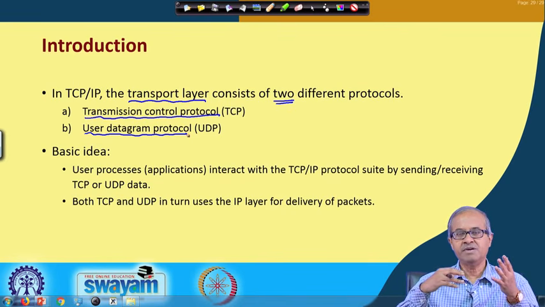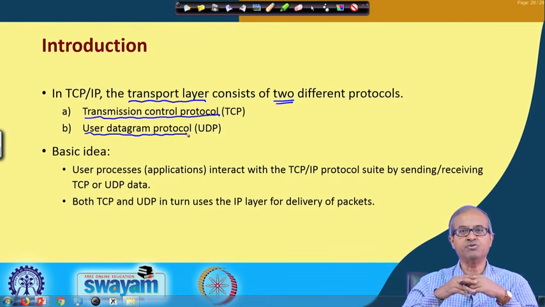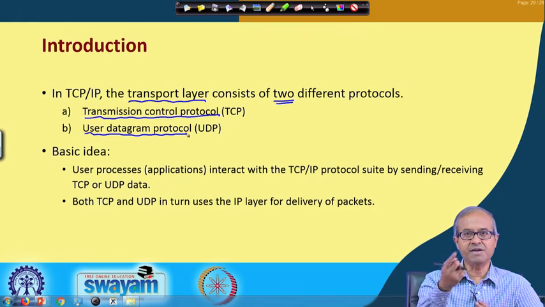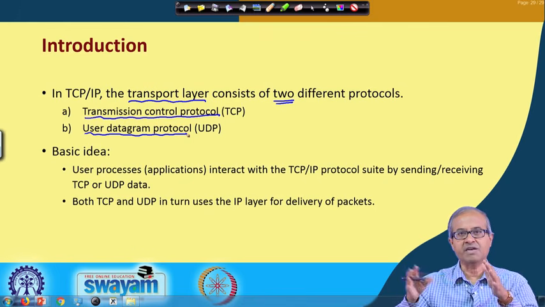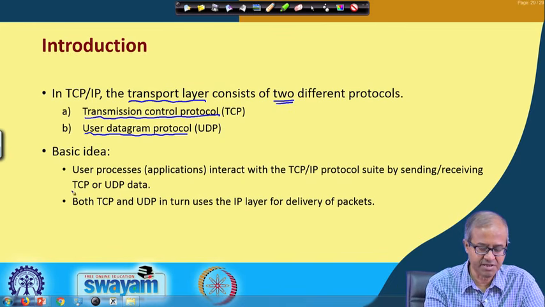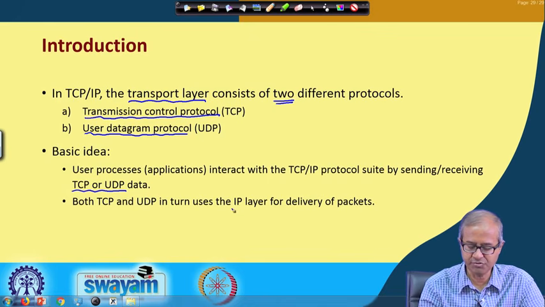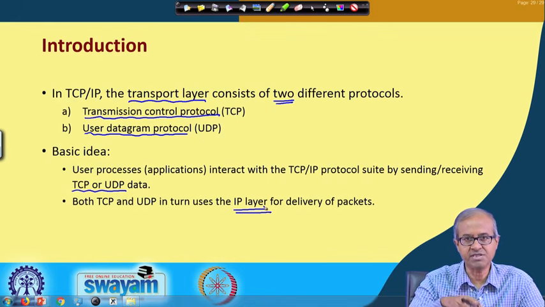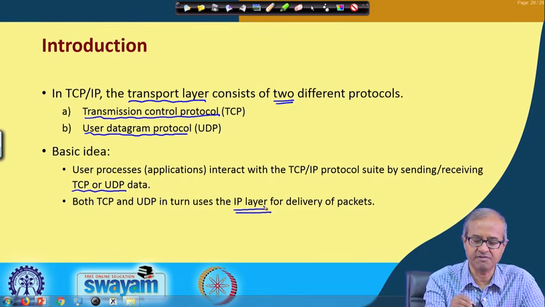Now, the basic idea is whenever there is a user program, some program which is trying to send or receive data from some other host on the internet, it interacts with either the TCP or the UDP layer. Suppose I want to send data, I can give my data to TCP, TCP in turn will give it to IP, and IP will actually send or route the data via the data link layer which is below it. Okay. This is how it works. The user process will interact with either TCP or UDP, and TCP and UDP will be using the IP layer which is below it at the network layer level.